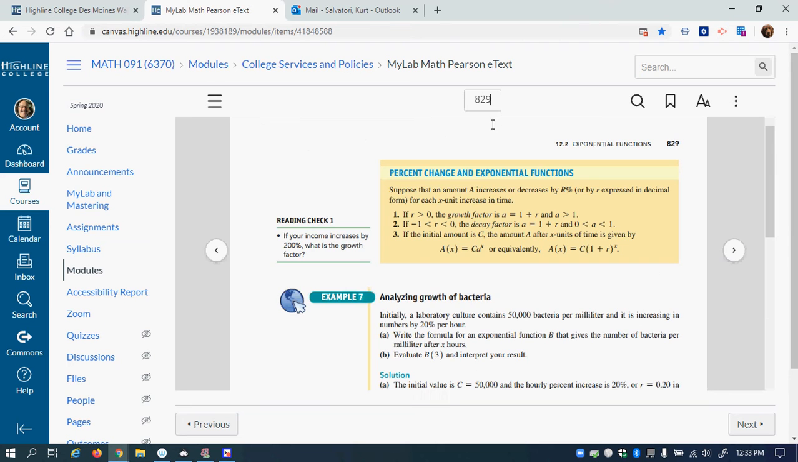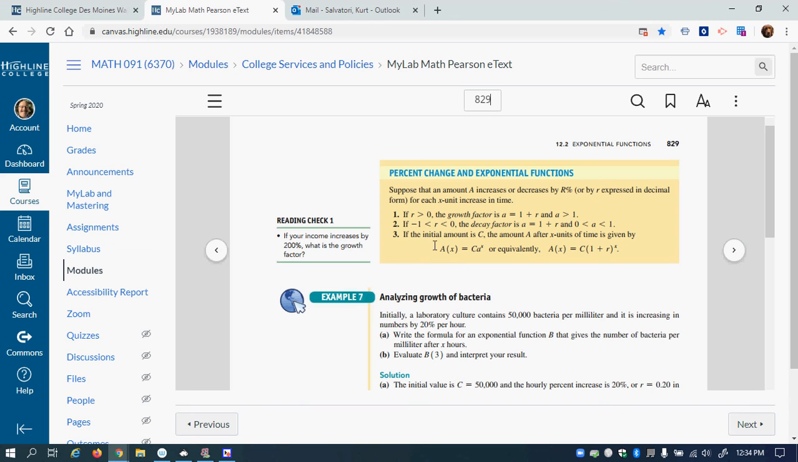Okay, and we want to look at the basic generic form that we've been doing, which is percent change in exponential functions. So r always has to be positive, that's why it's greater than 0 here, to be a growth factor. And if it's between -1 and 0, but it can't be -1, then we know it's decay. So a is equal to 1 plus r.